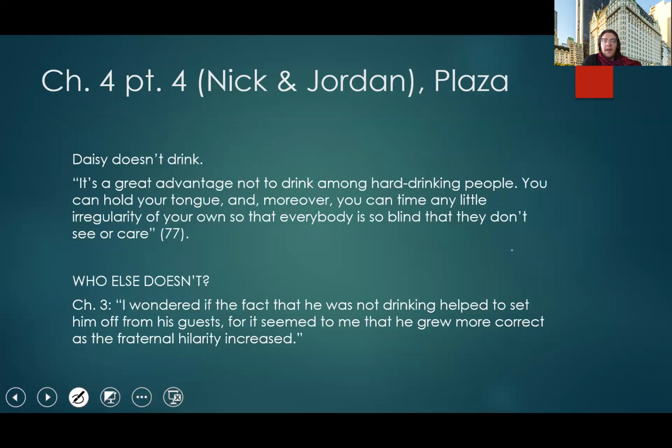We learn another fact about Daisy at this moment. Daisy doesn't drink. One of the things that Jordan says about this is it's a great advantage not to drink among hard drinking people. You can hold your tongue, and moreover, you can time any little irregularity of your own so that everybody is so blind that they don't see or care.